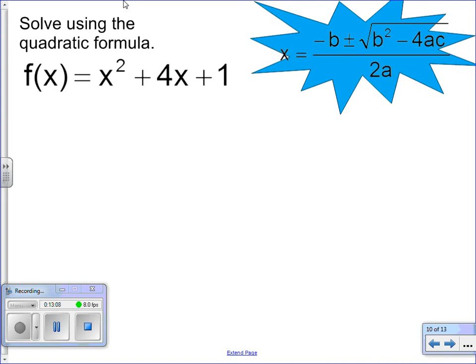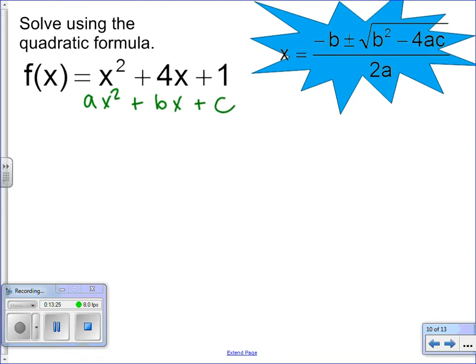Okay. One thing I always like to do when I'm a beginner with quadratic formula is, of course, write the ax squared plus bx plus c right underneath it. So I'm going to do that again. And I'm going to say ax squared plus bx plus c.